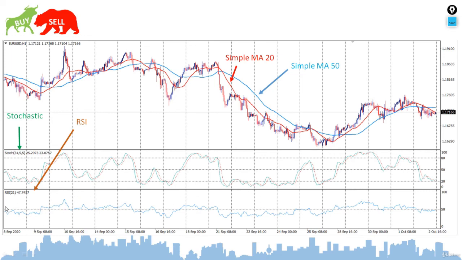In the RSI, I'm using just the 50 horizontal line, but in the stochastic I'm using three horizontal lines: the 80 value, the 50 value, and the 20 horizontal line also. So this is how my trading platform looks.